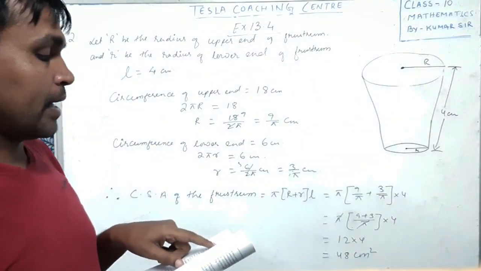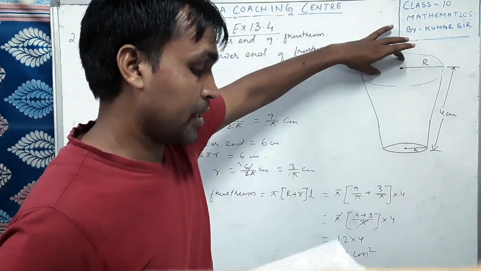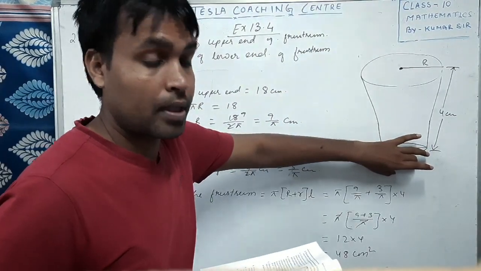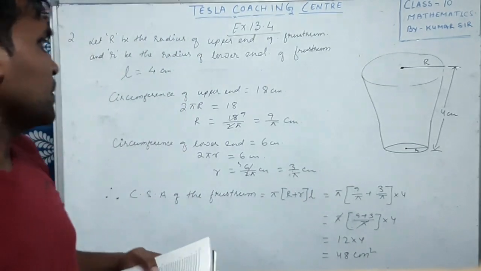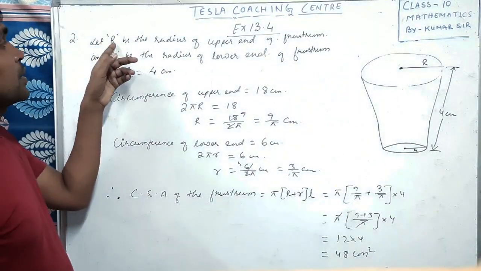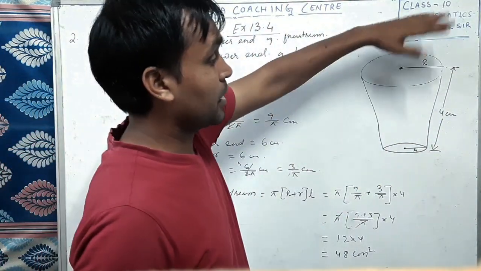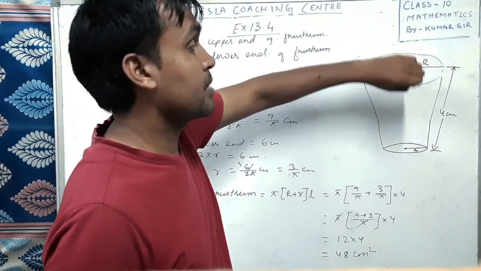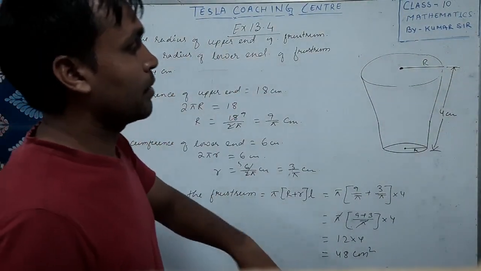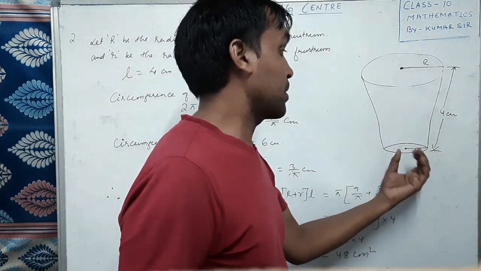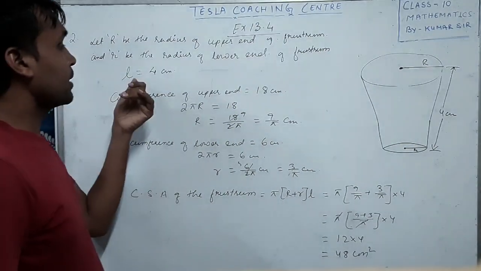The circumference of the bigger end, the upper end, is 18 centimeters, and the circumference of the lower end is 6 centimeters. Find the curved surface area of the frustrum. It's very simple. We write: let capital R be the radius of the upper end of the frustrum, and let small r be the radius of the lower end of the frustrum.